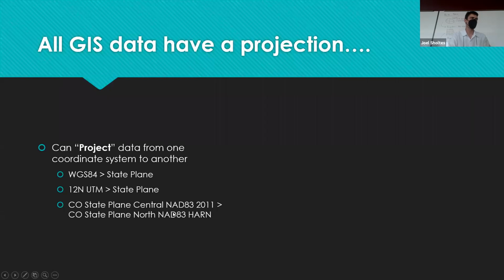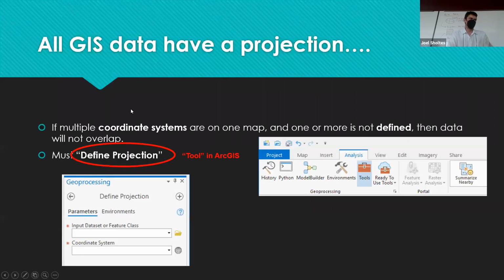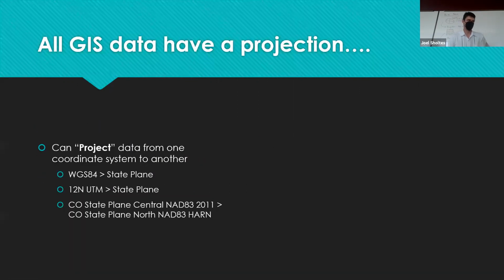Just real quick before we do that, defining a projection is just telling ArcGIS that this is what the projection and coordinate system is for a particular shapefile. The shapefile already has a coordinate system in it. All the vector data has XY values. This is just creating that .prj file so that ARC can read it and know where to plot it. That's different from projecting data.